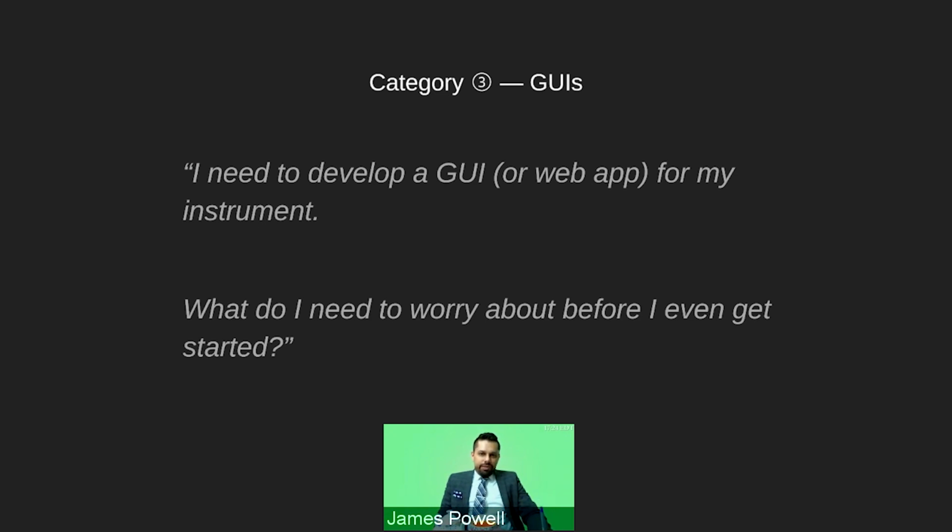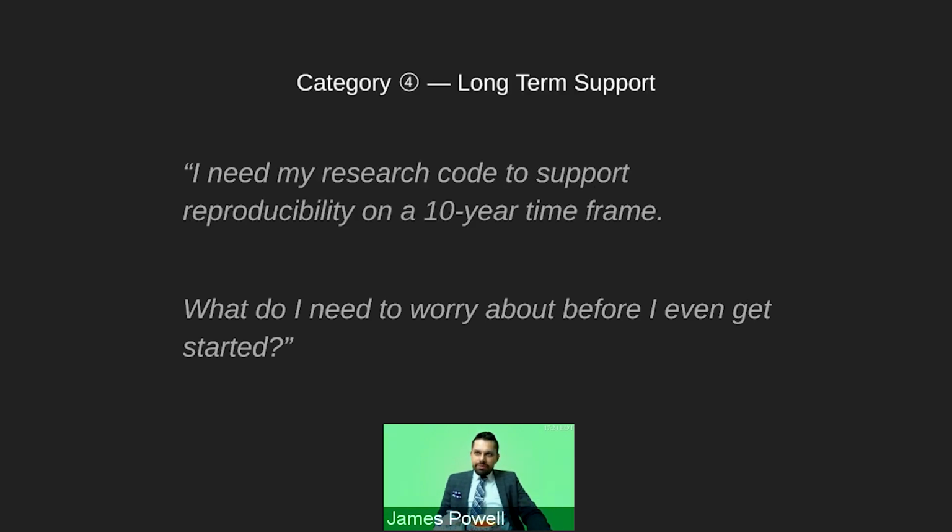Here is a very hard question. Somebody comes to you and they say, I'm developing some research code. Maybe I'm putting out papers associated with this. My grant or my institution requires that the code will still run in 10 years' time. What do I need to worry about before I even get started? Do I need to worry about data formats for the data? Do I need to worry about what versions of the libraries I use? Do I need to worry about containerization? What do I need to worry about before I even get started?